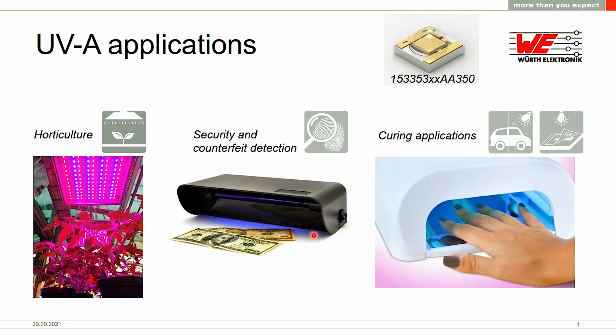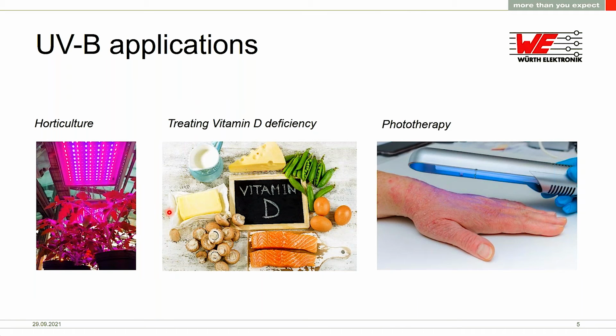UVA LEDs usually are used in horticulture, for security and counterfeit detection, but mostly in curing applications, for example, for adhesives and glues. Whereas UVB are mainly used also for horticulture, but they can also be used for skin treatment or treating vitamin D deficiency.